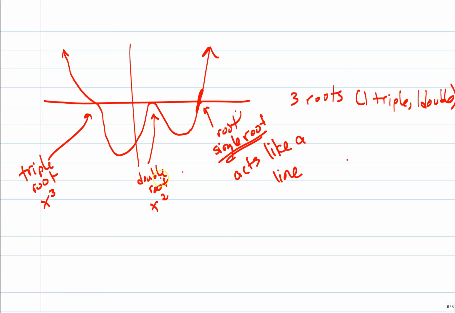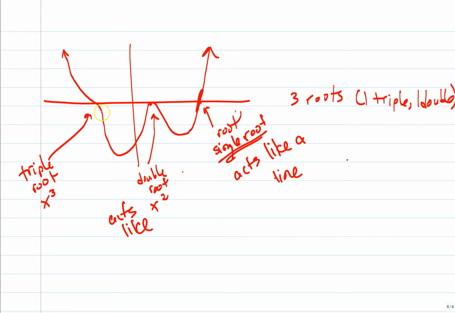If it acts like a parabola, this is a parabola, it's opening downward, but it bounces off, that is a double root. It acts like an x squared at that point. What's this back here? You're like, well, it looks like a lamp. Well, actually, look, it was kind of curving, and it curves to the left, and then bounces back up.